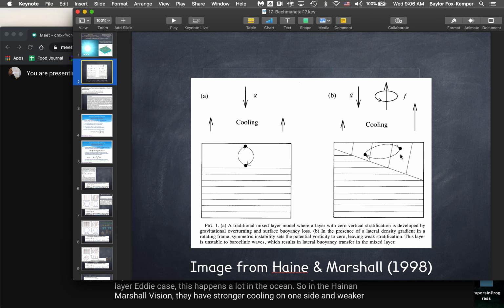So this front, once it appears, it doesn't just immediately slump over. In fact, it becomes a thermal wind front. So this is a variable mixing way to create a submesoscale front.